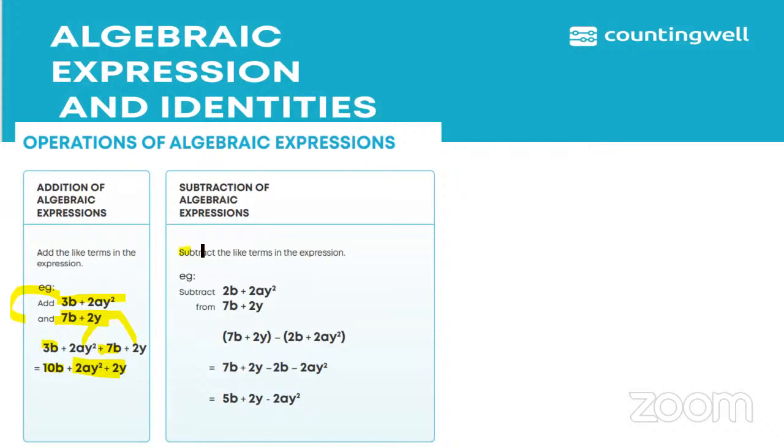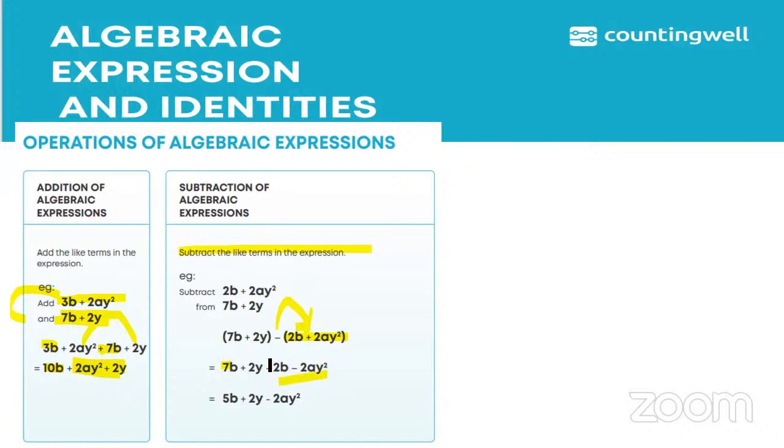Same for subtraction, we have to subtract the like terms and retain the unlike terms as they are, because we cannot subtract unlike terms. So here we have 2b plus 2ay square from 7b plus 2y. So you are subtracting 2b plus 2ay square from 7b plus 2y. So after opening the bracket, we'll have minus 2b minus 2ay square.